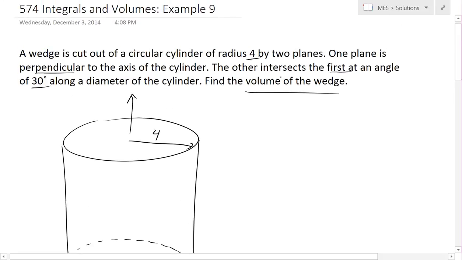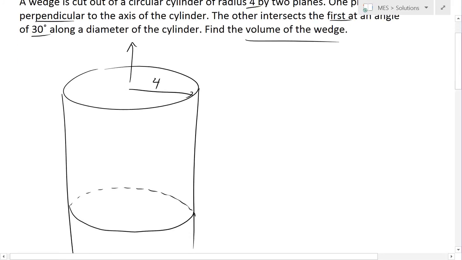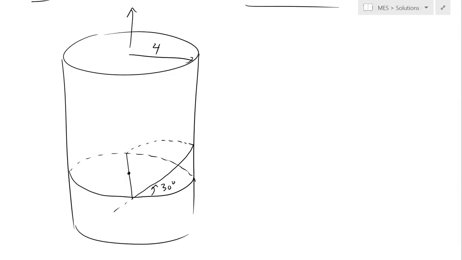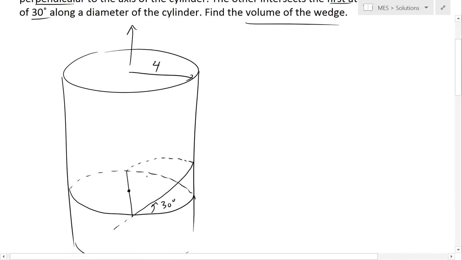Now the other one intersects the first at an angle of 30 degrees along the diameter of the cylinder. So it's around about this diameter. If that's the diameter, we'll call this the origin. Now this is going to be crossing it at an angle of 30 degrees. So it's going to look something like this. If you draw it on a 3D map, it looks something like this, where that is 30 degrees. So now we have to find the volume of this wedge that's created from these two planes.